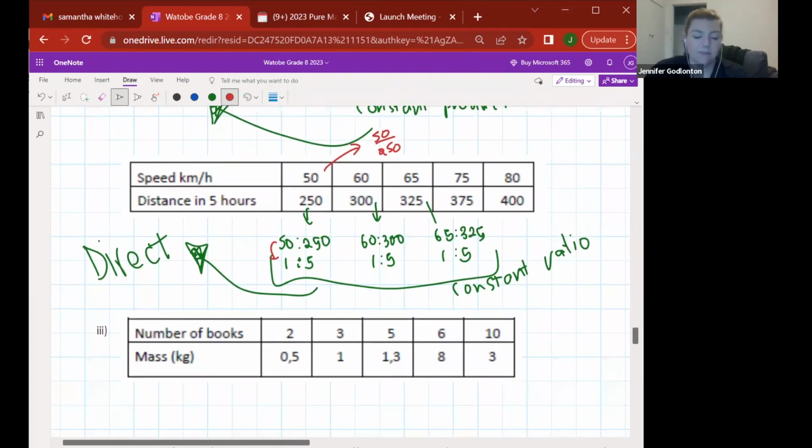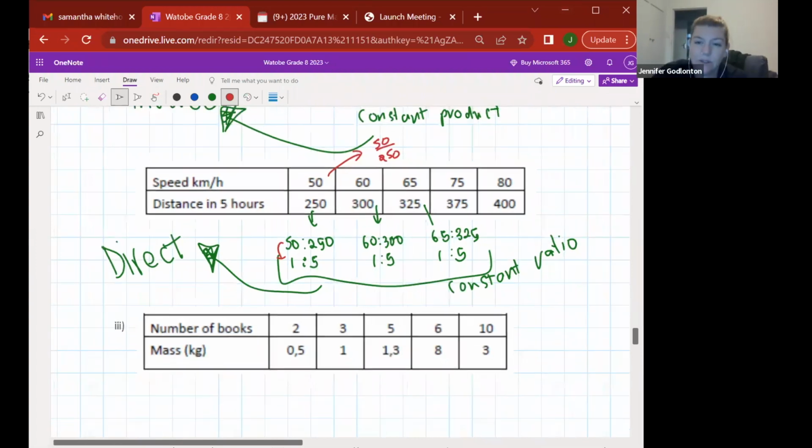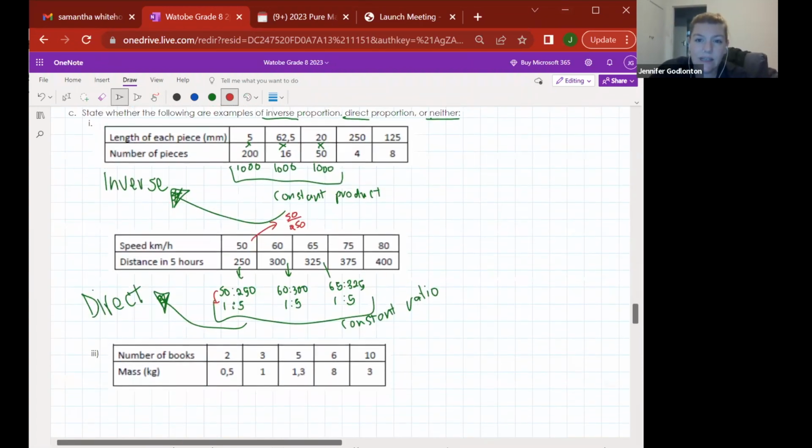Let's have a look at this one. So we have a number of books, and then we have their mass in kilograms. So when I have 2 books, it's half a kilogram. When I have 3 books, it's 1 kilogram. When I have 5 books, it's 1.3. So I want to know if this is inverse, if it is direct, or if it is neither.